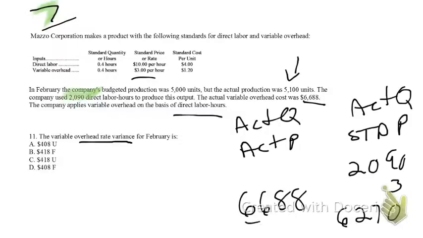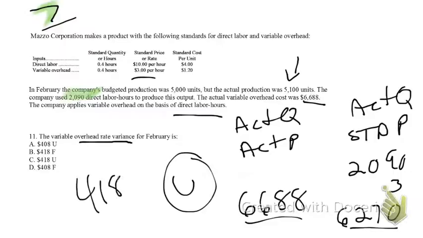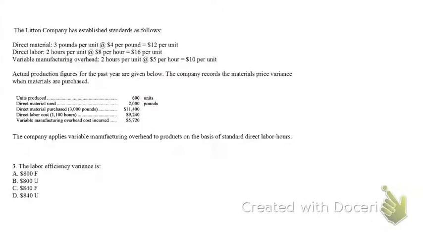So they spent 6,688. They should have spent for that quantity of hours 6,270. So they spent more than they should have, so that is unfavorable. The difference between 6,688 and 6,270 is $418. And so I have a $418 unfavorable variance. Moving on to the next question.